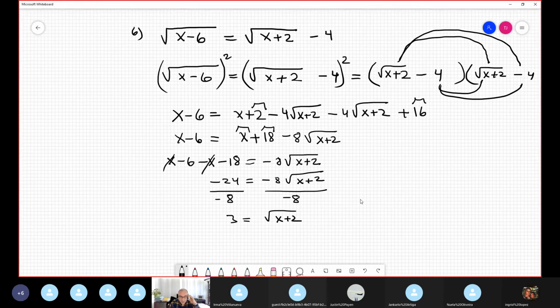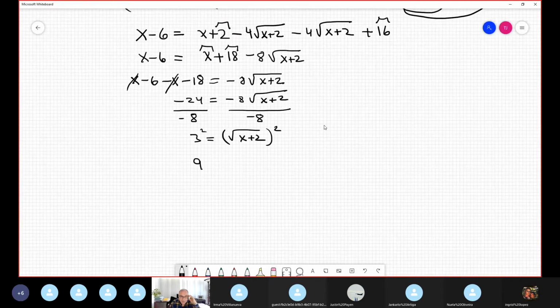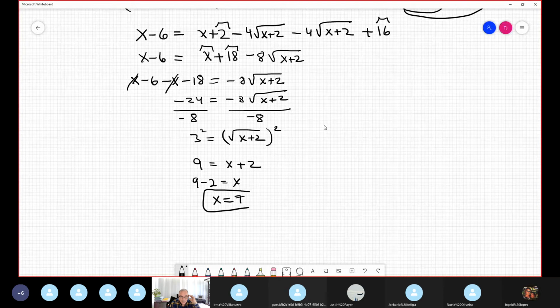Okay, what should I do? Square both sides. This is 9 equals x plus 2. Therefore, 9 minus 2 is equal to x. x is equal to 7. And this is my potential solution.